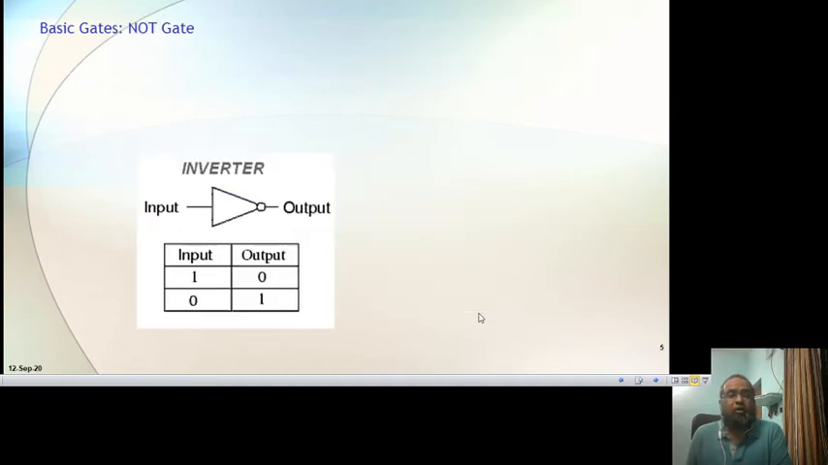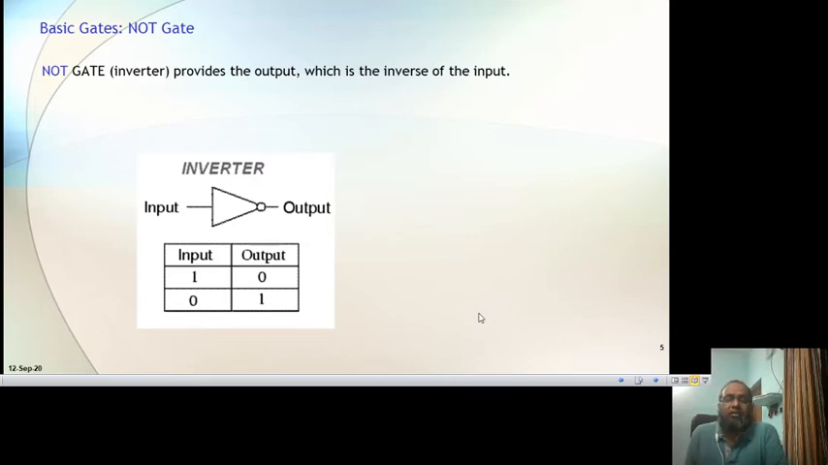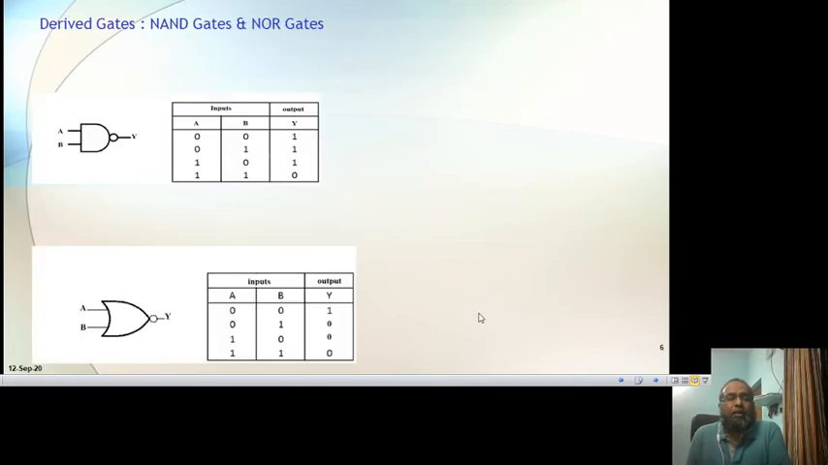Similarly, there is a NOT gate. Whatever you are giving at the input, you are getting the inverse of the input at the output. If you are giving a 0, you will be getting output 1. If it is 1, it is called 0. It is also known as inverter gate. What you are giving at the input will be inverted at the output.